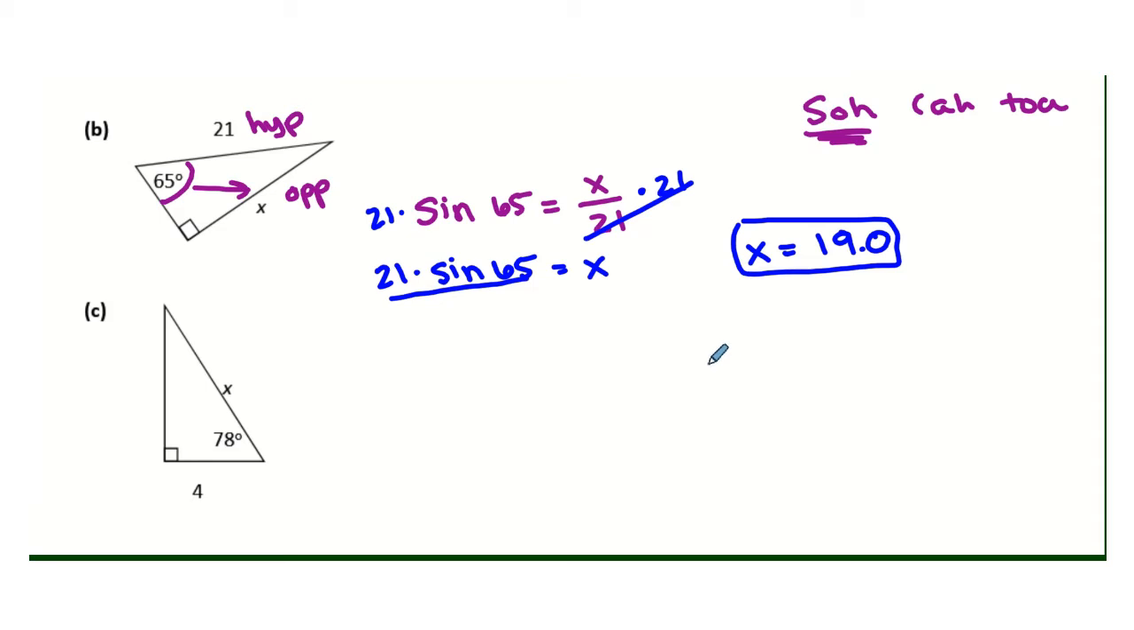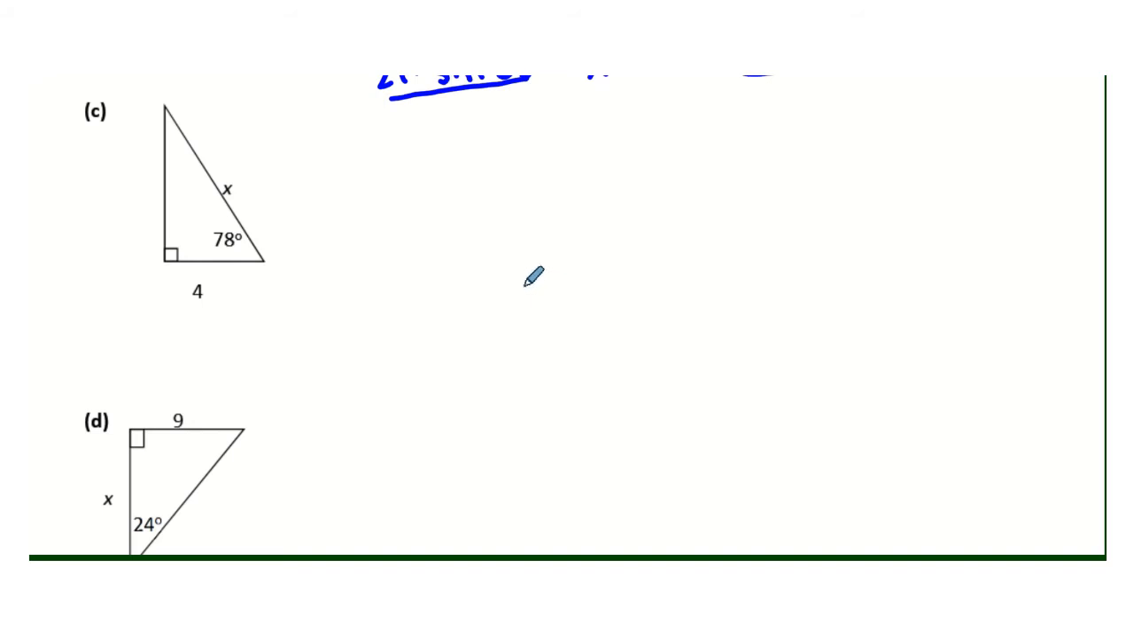Now that you've seen both A and B, go ahead and pause the video and see what you can do on C and D. Alright, so the angle they give me is 78 degrees. Adjacent to 78 degrees is 4. The opposite side is blank. And the hypotenuse is x.